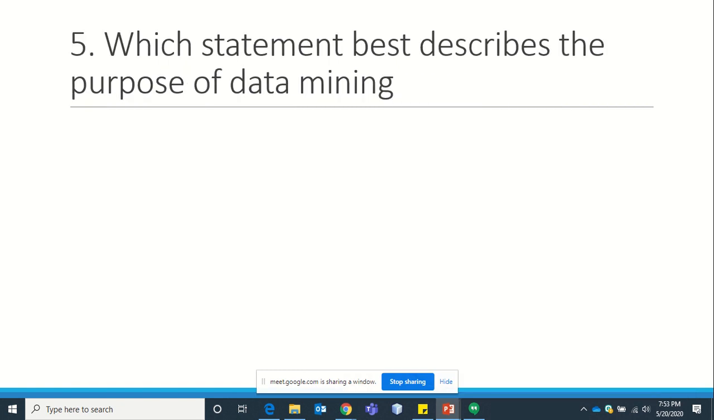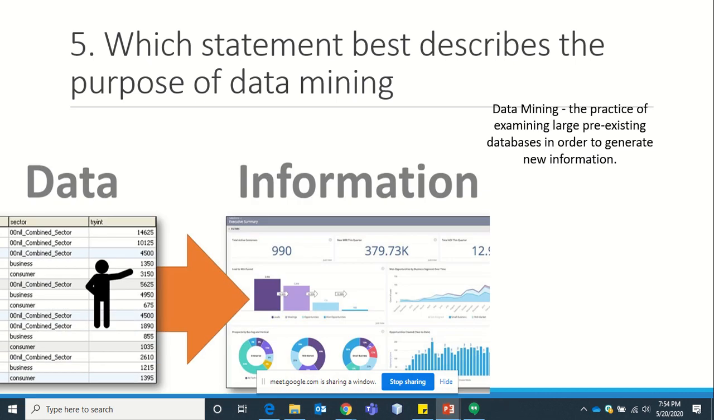Yes, the very next question, that's the fifth question. Which statement best describes the purpose of data mining? Nowadays a very interesting topic, data mining. As I mentioned earlier, data has become the most powerful, most valuable asset for an organization. And also they are dealing with a vast amount of data. Now the volume is high, so we call it the big data concept.